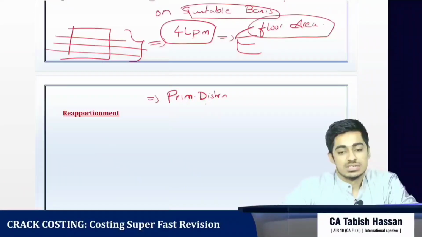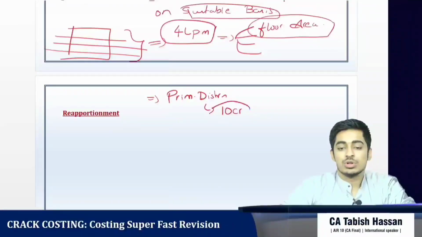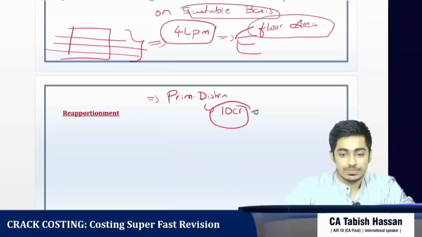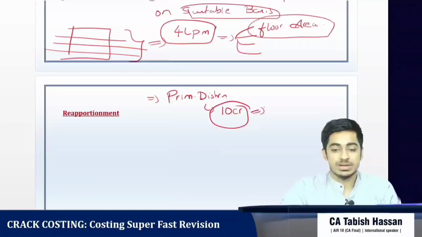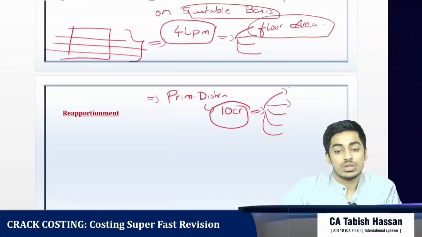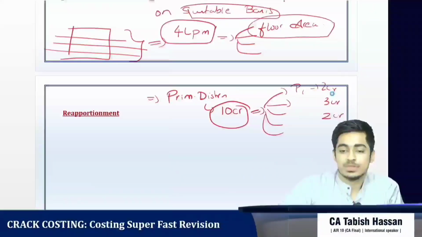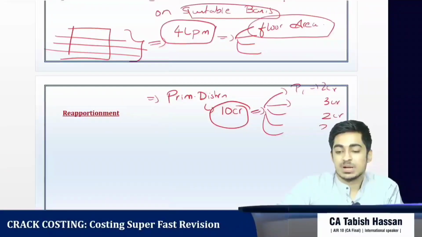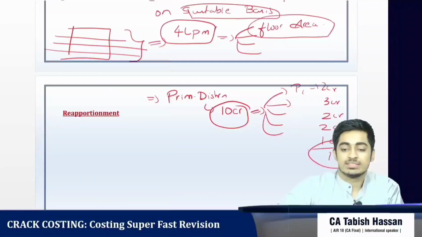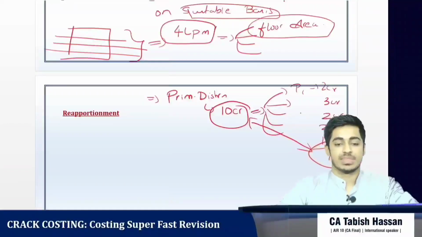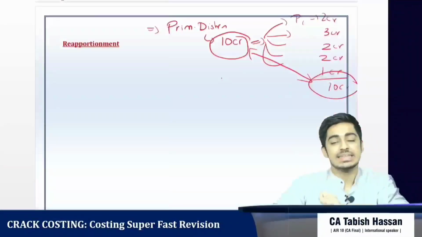Okay. Say for example, the total overheads of the company is 10 crore. After allocation and apportionment, we get the gross department wise overhead. So we get for P1 as 2 crore, P2 as 3 crore, P3 as 2 crore, and service department 1 as 2 crore and service department 2 as 1 crore. So we match the total overhead with the department wise overhead. This is the primary distribution.